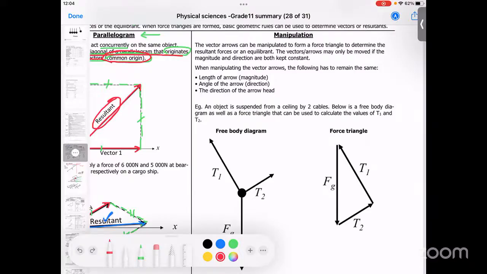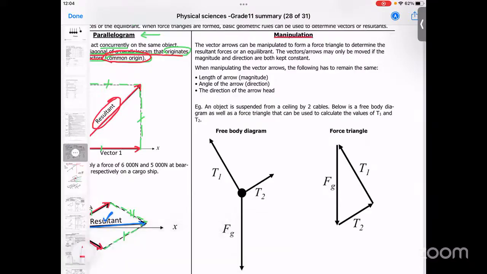Okay, so now we are going to talk all about manipulation. What are we manipulating? The vector arrows, or arrows.